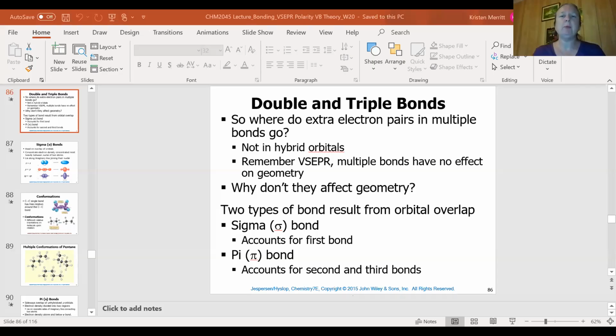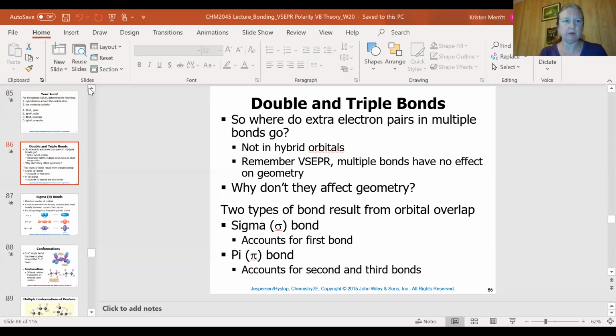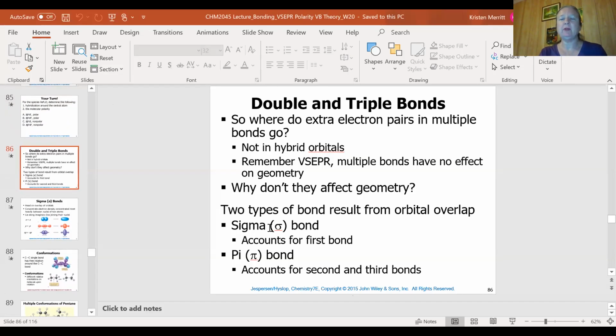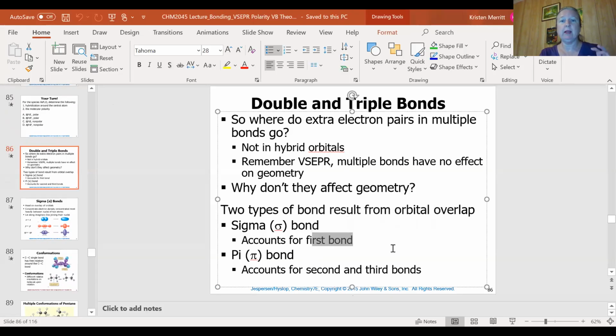PowerPoint. So double and triple bonds, this is where pi bonds come into play. A sigma bond is a single bond, and you always start with a sigma. So pi is a double or triple bond, and it involves the p or d orbitals. But your sigma, which can involve any combination of orbitals, is your single bond. It is the first bond. So always remember that. Sigma is single, Si, right? So remember the Si.